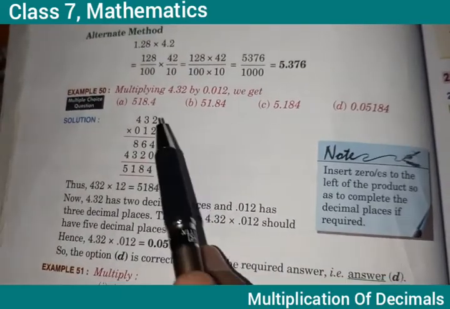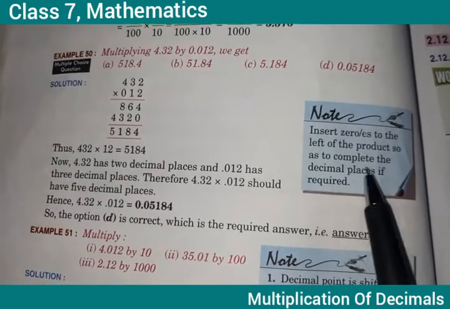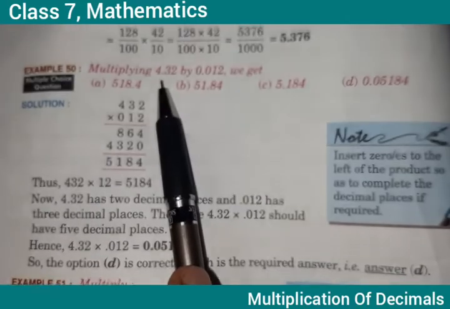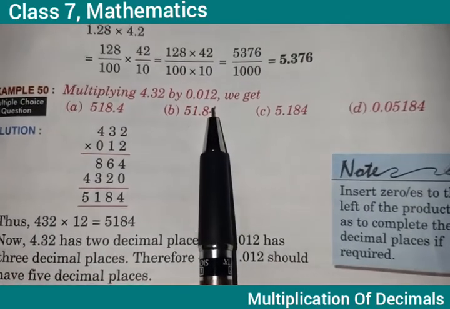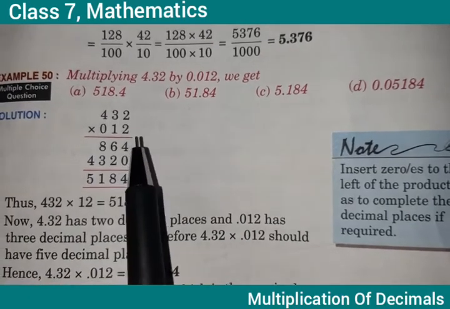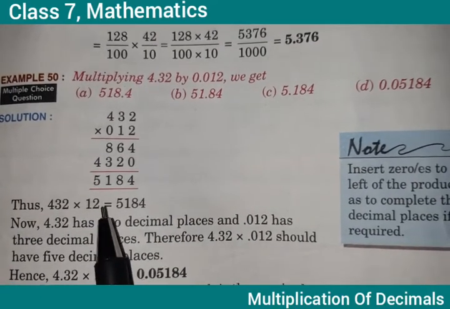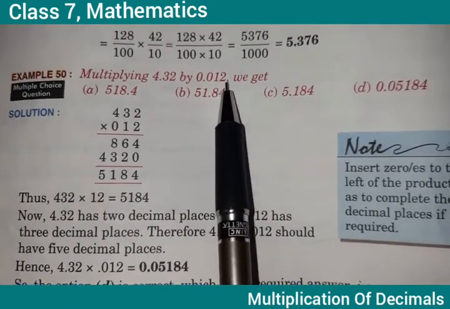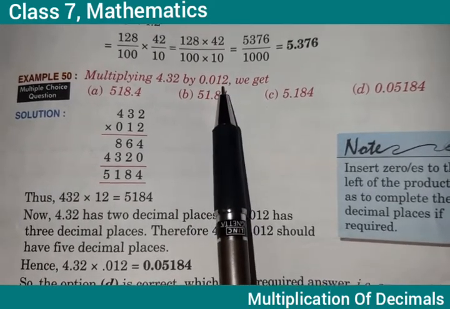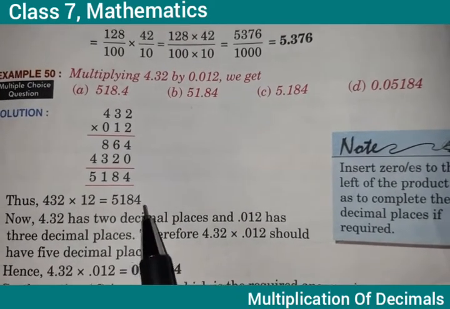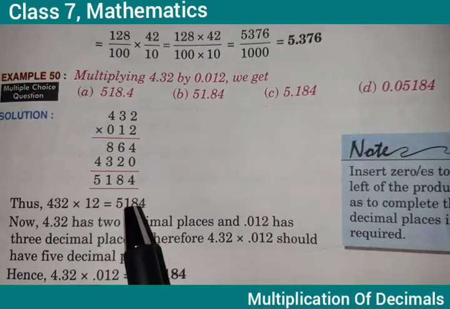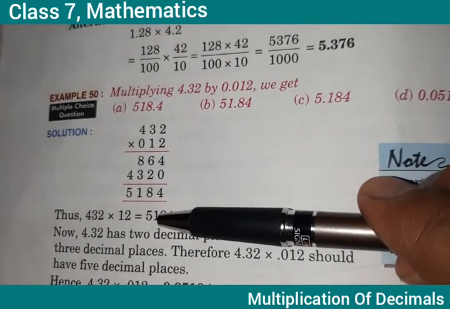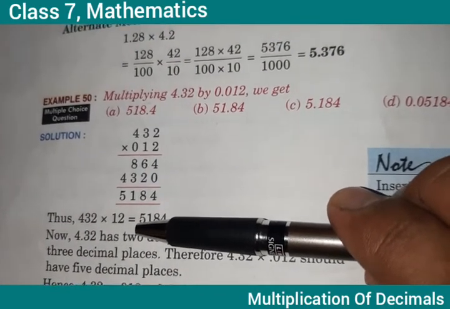One more thing, see, insert zeros to the left of the product so as to complete the decimal places as required. When you need to do such things, say in the question it is given: multiply 4.32 into 0.012. First simply multiply it. When you multiply 432 into 12, you get your answer 5184. Now count the decimal places: 1, 2, 3, 4, 5. There are a total of 5 digits, but here there are only 4 digits. So what to do now? We know we need to count from the right hand side. So 1, 2, 3, but where is the 4th digit? There is no such 4th digit.